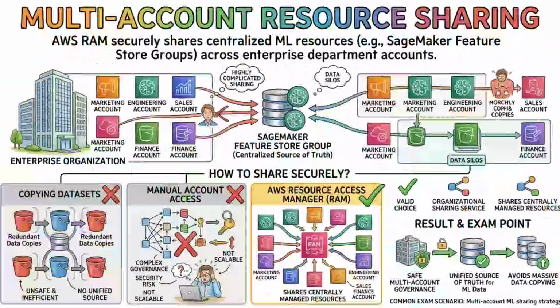In massive enterprise organizations, you will often have dozens of entirely different AWS accounts belonging to completely different departments, which makes sharing machine learning resources highly complicated. AWS Resource Access Manager, or RAM, is the specific service that allows you to safely and securely share centralized resources, like a SageMaker feature store group, across your entire corporate organization.